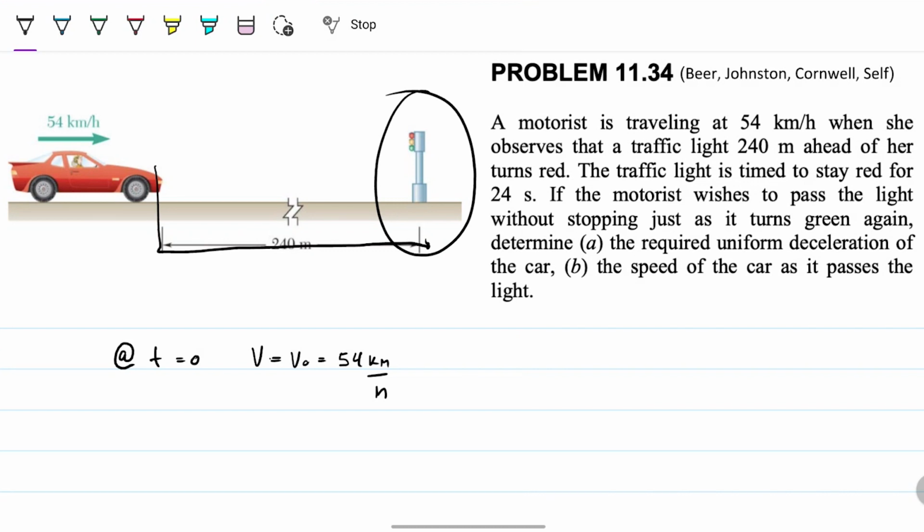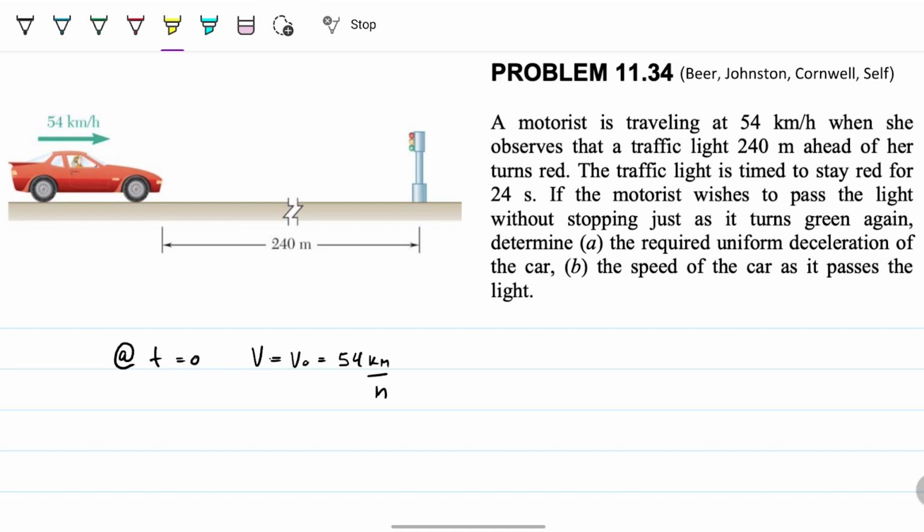So basically, because somehow she knows it's 24 seconds that this light stays red, she wants to know at which deceleration she needs to apply to the car, uniform deceleration, so that when she arrives at the light, she doesn't have to brake completely and stop. She can just continue on. It's a given that it's not going to be 54 kilometers per hour. She's going to have to slow down the velocity of the car to be able to do that.